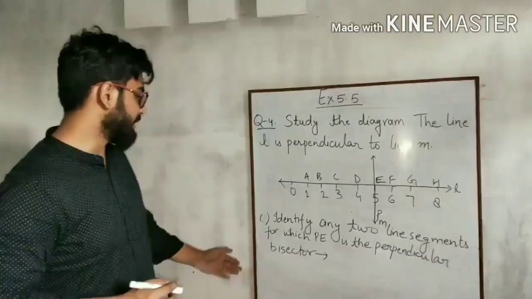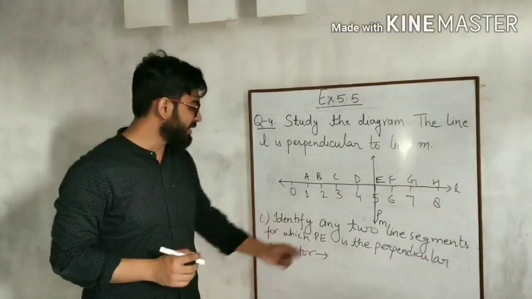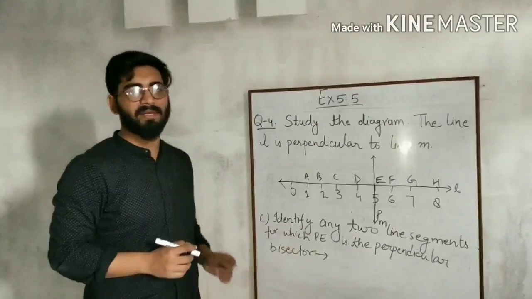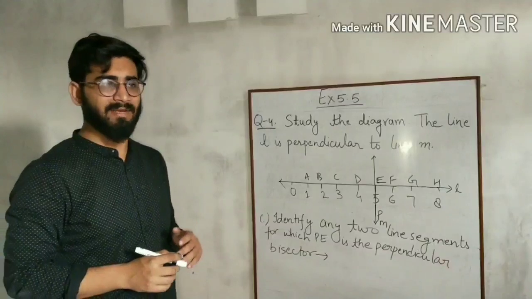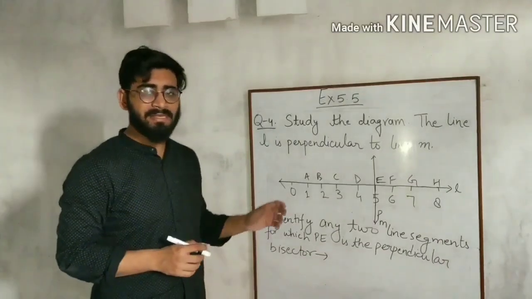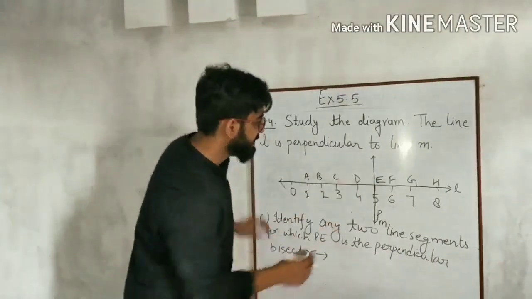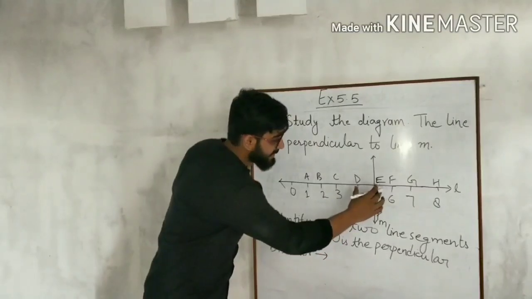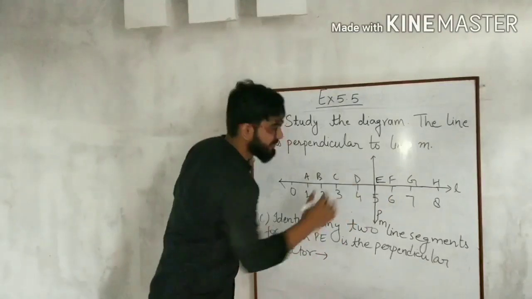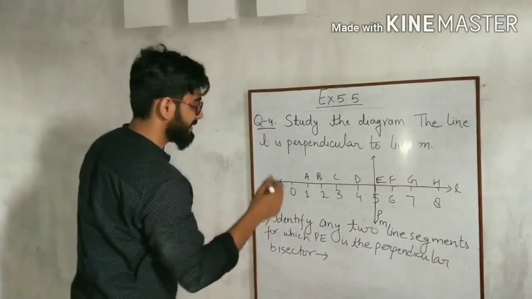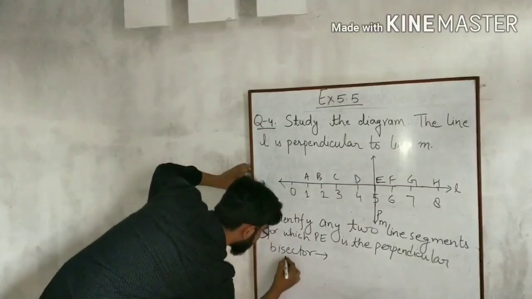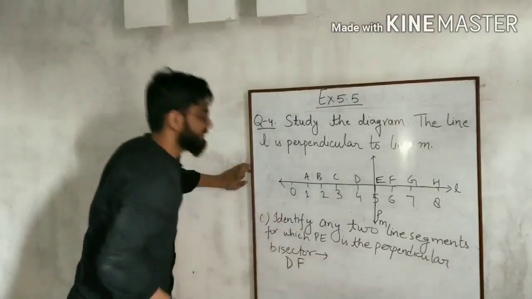Now moving to the C part. See, identify any two line segments for which PE is the perpendicular bisector. That means we have to identify any two line segments which are divided by PE into 2 equal parts. This is PE. So we can clearly see that PE divides DF into 2 equal parts, that is DE and EF. So PE bisects DF. So the first line segment is DF.